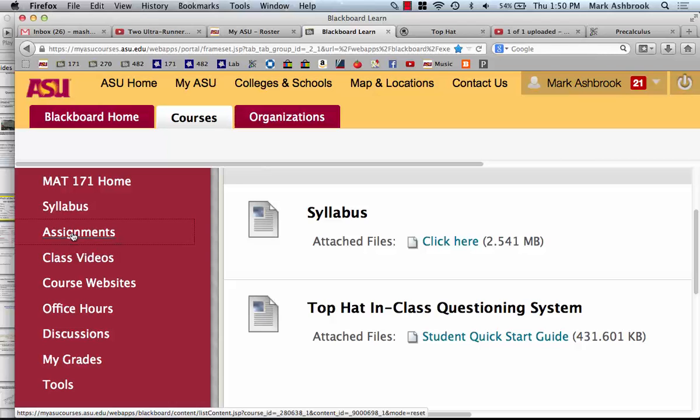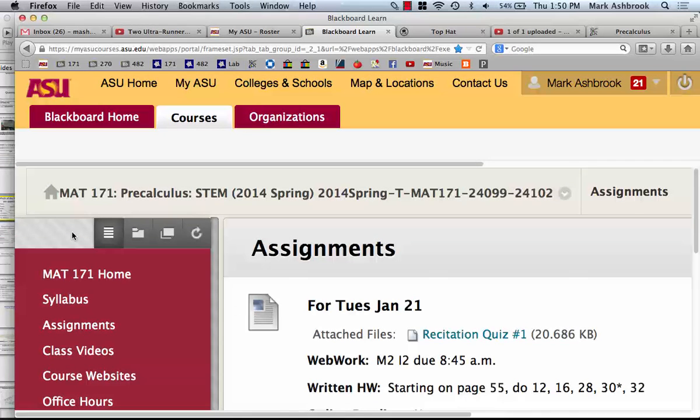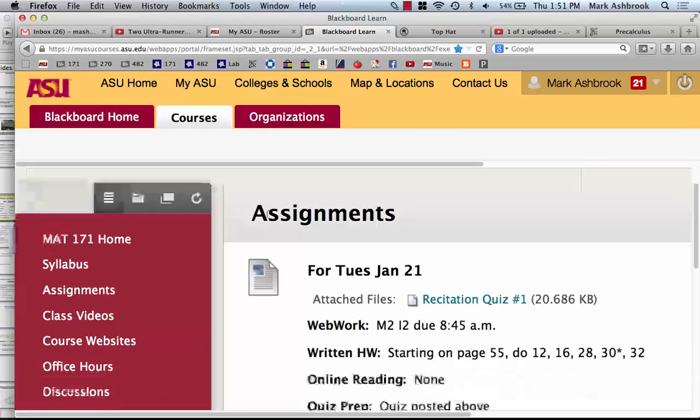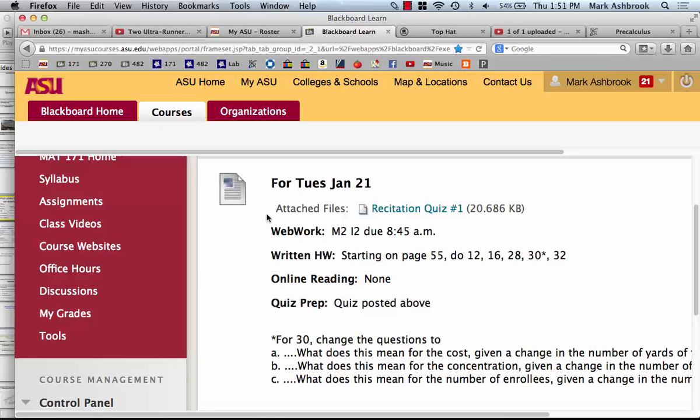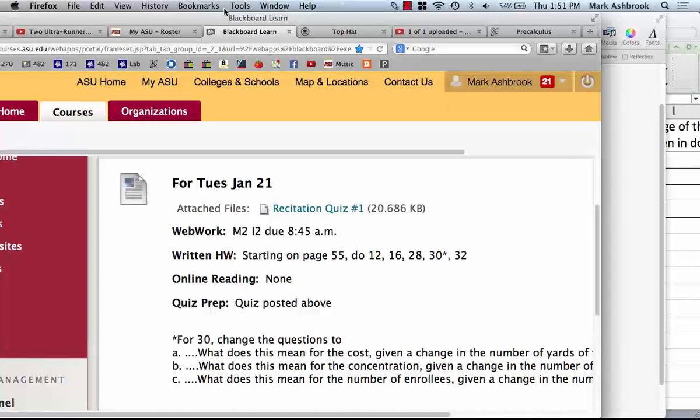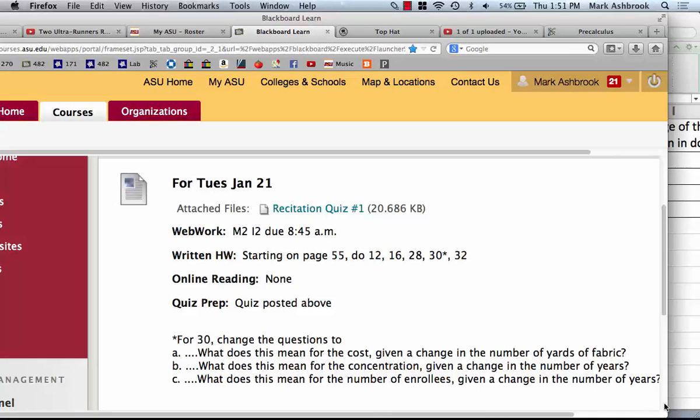I've opened a new area here called assignments. You're going to be going here a lot. Every Tuesday and Thursday, I'll be posting an assignment. So here is Tuesday's assignment. There are 4 potential things every class that could be happening. Web work, and you have one due on Tuesday. That's already open for you to work on.